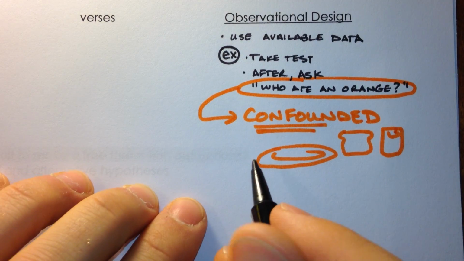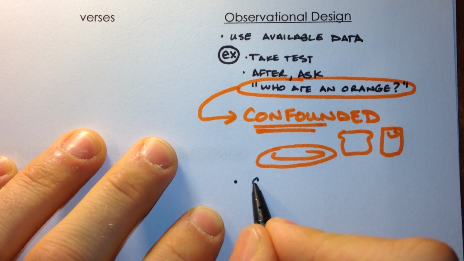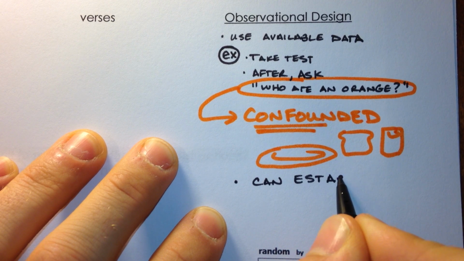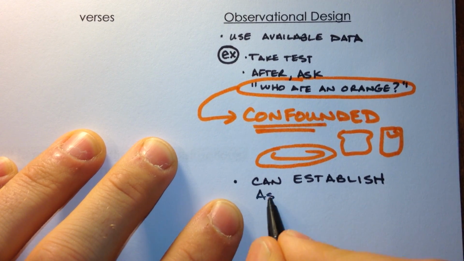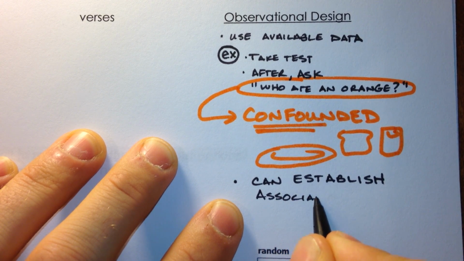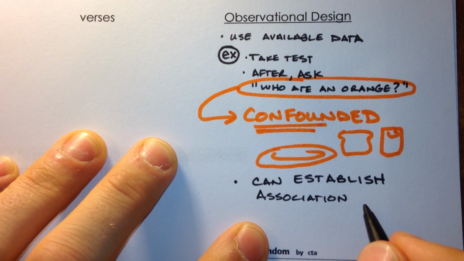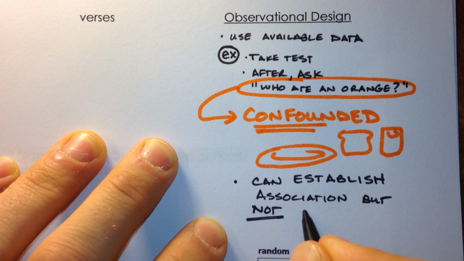Let me make one more note here. That's that when you have an observational study, like everything we've done, you can establish association, that oranges and good grades are associated, but not cause.